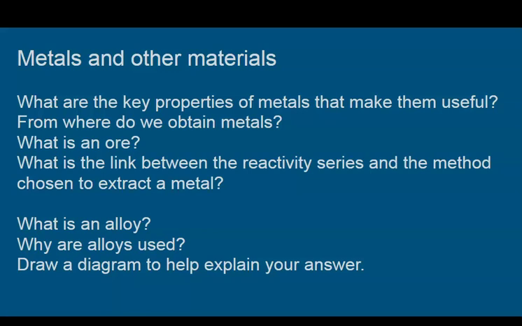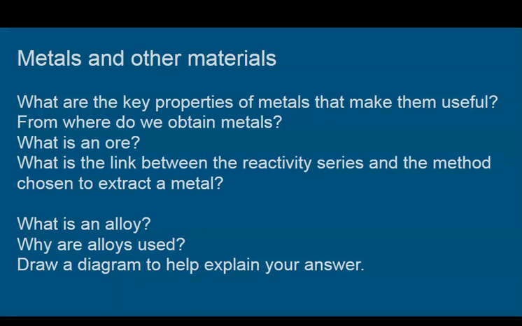So your list of key properties of metals that make them useful should include things like conductors of electricity, conductors of heat, malleable, ductile. In some cases they do not corrode very quickly, so something like aluminium and iron are useful because of that. You may have included things like their strength as well.